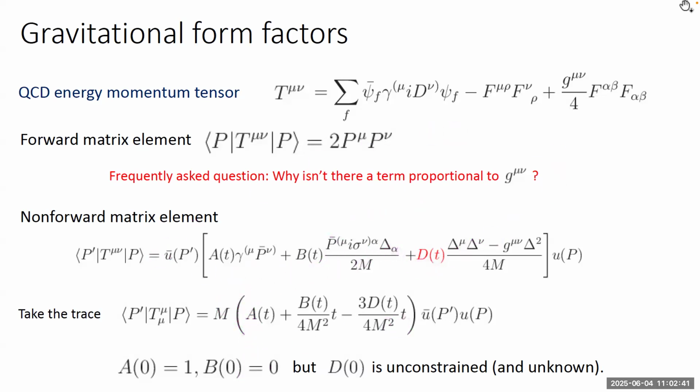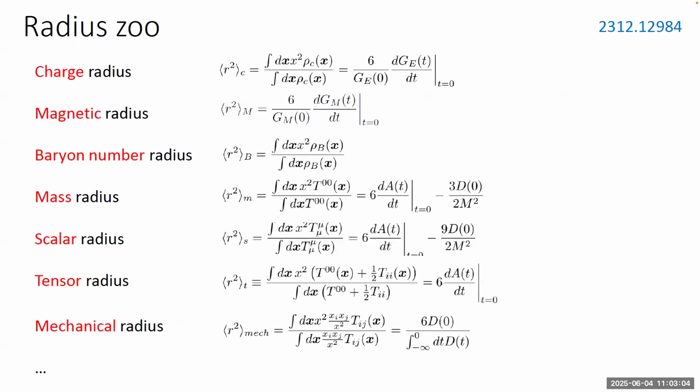Now, there are some general consequences of symmetry. The A form factor evaluated at 0 momentum transfer is 1. B is 0. I already explained this yesterday. But the value of D at 0 momentum transfer is unconstrained, and it's unknown at the moment. There are many model calculations of this, but the value is basically unknown.